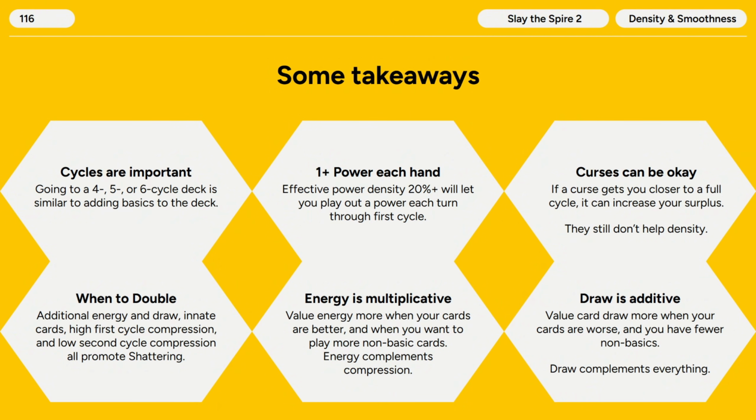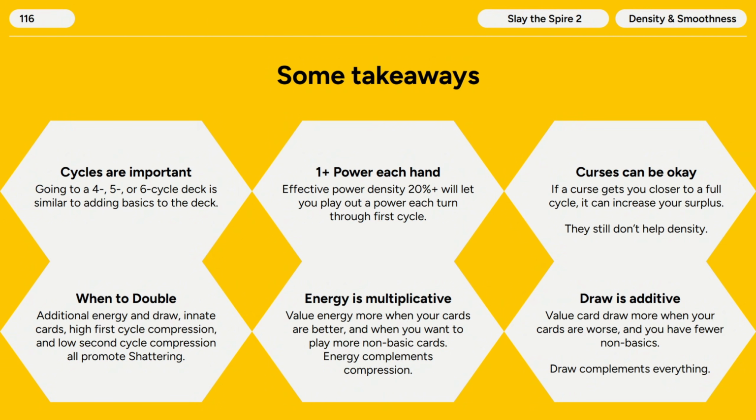And how should you be treating energy? You should be thinking roughly that energy is multiplicative. Value energy more when your cards are better and when you want to play more non-basic cards. Energy complements your compression. The better your scaling, the better your energy compression, the more value energy can give you, right? If you have a lot of cards in hand and your cards are worth an average of 3 defense, well then every extra energy is worth 3 defense.